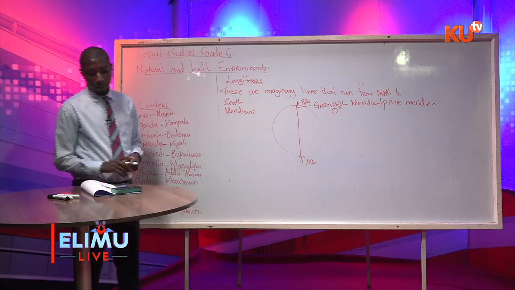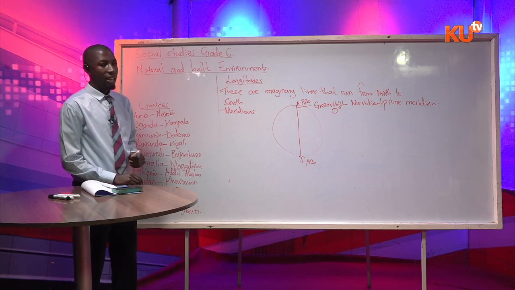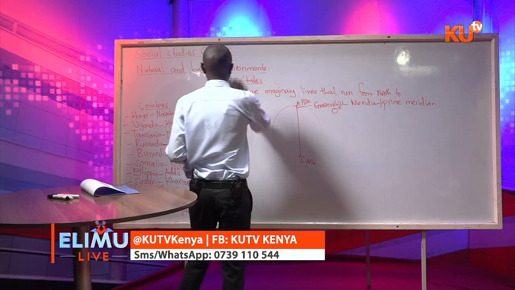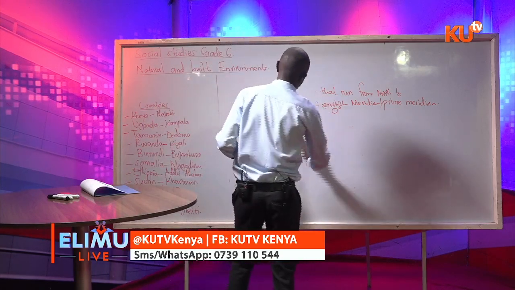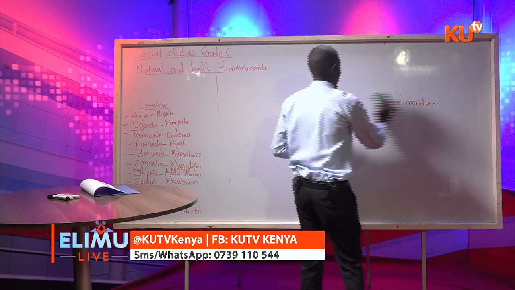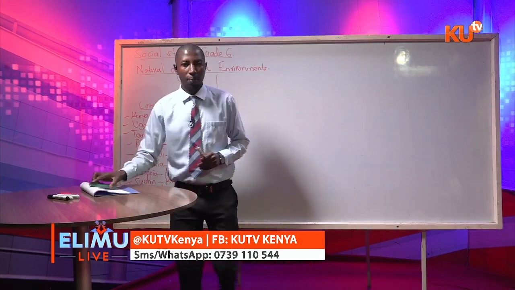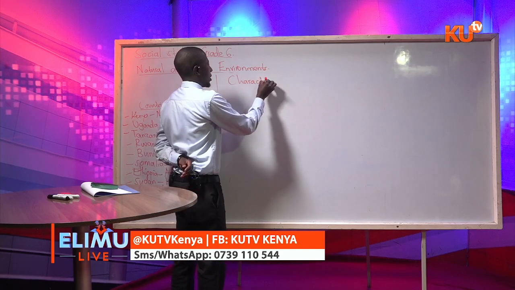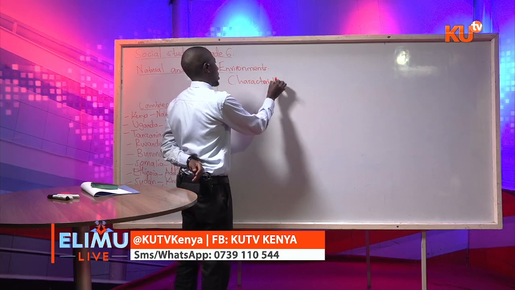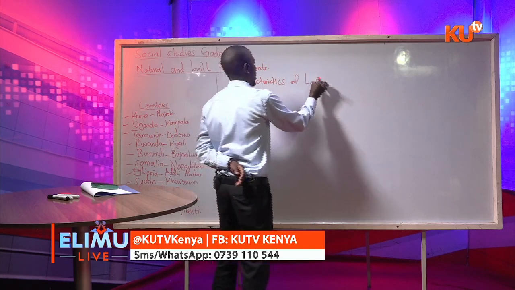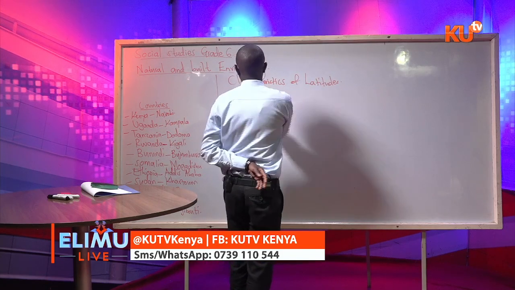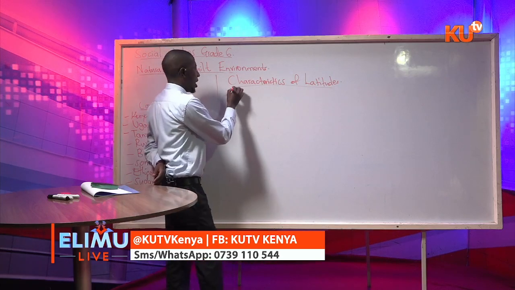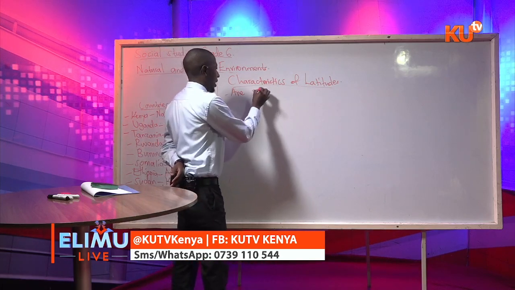What are then the differences between latitudes and longitudes? To get the differences between latitudes and longitudes, we have to find the characteristics of latitudes and the characteristics of longitudes. Characteristics of latitudes: from my drawing, you saw that the latitudes are parallel.